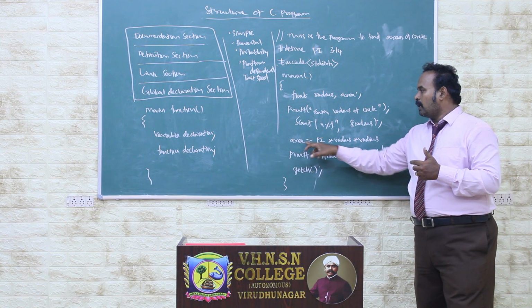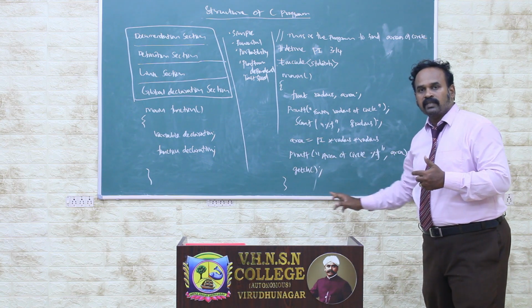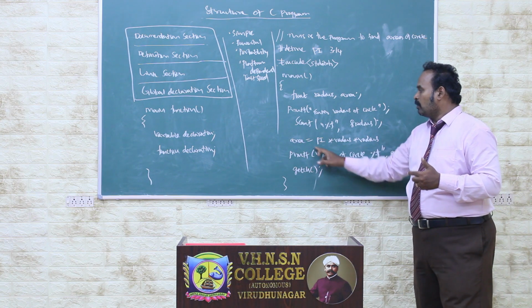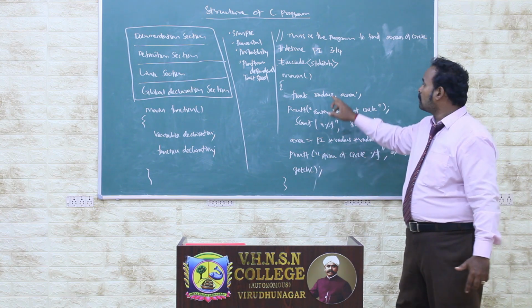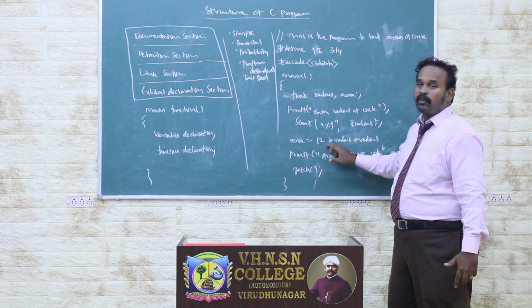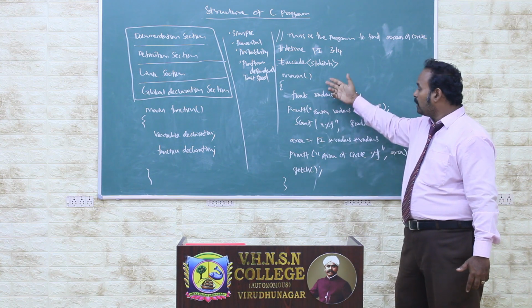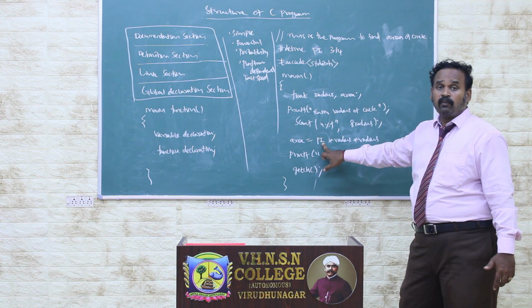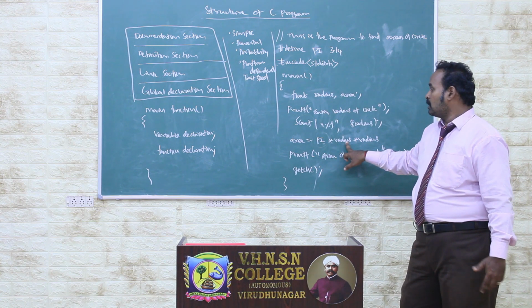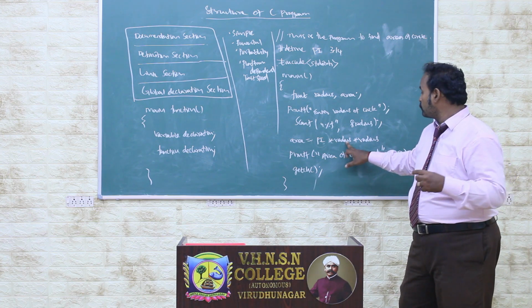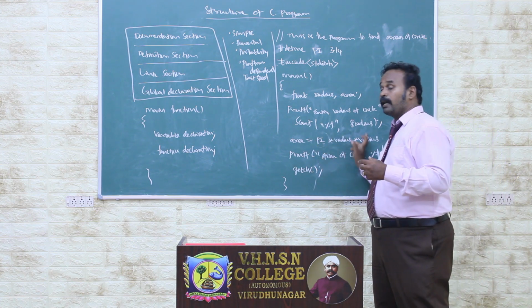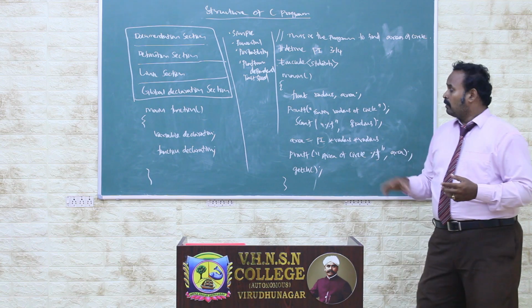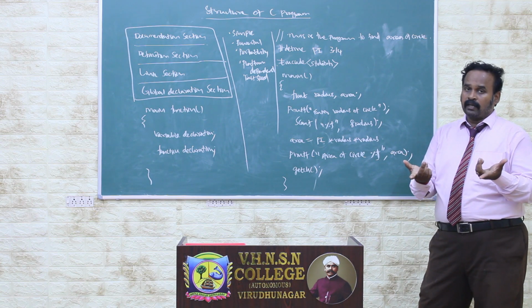Then area equal to, here we are calculating the area of the circle by PI times radius squared. PI is the symbolic constant. What is the value of PI? It is 3.14. Automatically it replaces 3.14. But the radius is obtained at runtime. So we calculate the area of the circle. After that, we are printing the data.